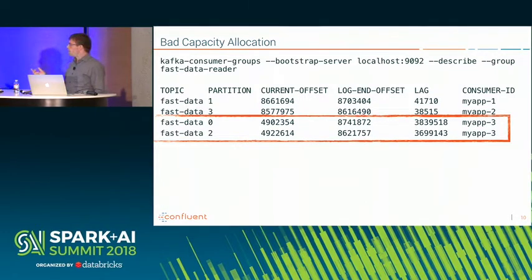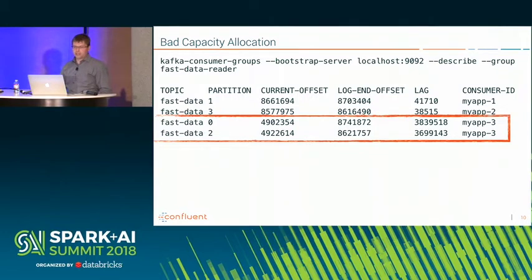The way that the partitions were distributed across the workers is that the first 2 only handle 1 partition each, and the last one has to handle the remaining 2, because we only had 3 workers. And that means that once you're in a situation like that, your consumer is going to struggle if it's not able to keep up with the amount of messages coming in. So that's an example of bad capacity allocation and how to identify that.